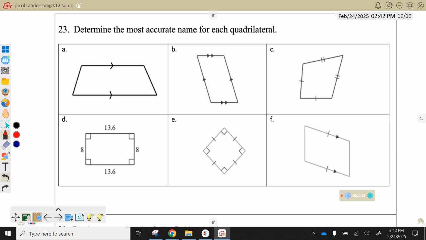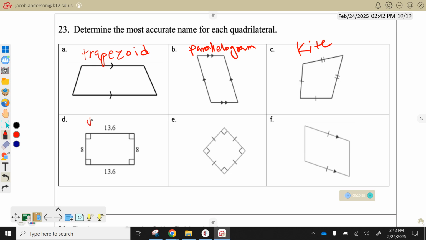Determine the name. This looks like just a trapezoid. If it was isosceles, we would need those marked. We don't have that. So I'm going to erase those here quick. Next one looks like a parallelogram. I know because opposite sides are parallel, both sets. This looks like a kite to me because two pairs of consecutive sides are congruent.